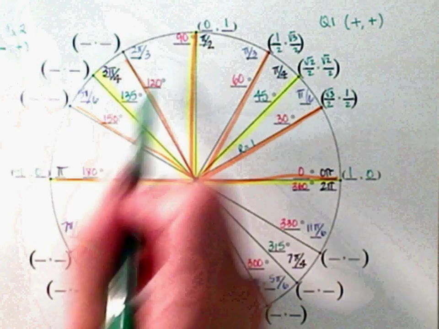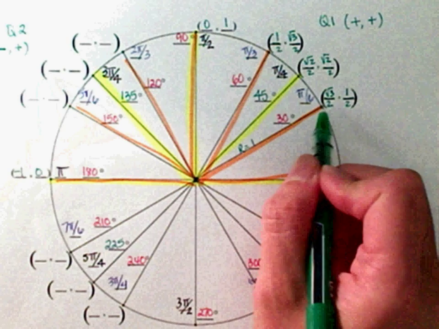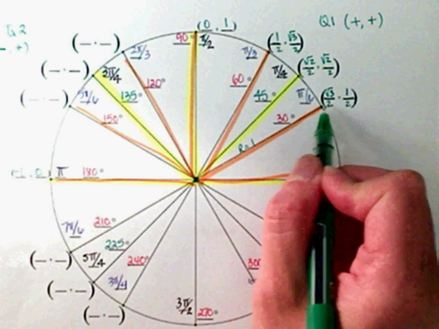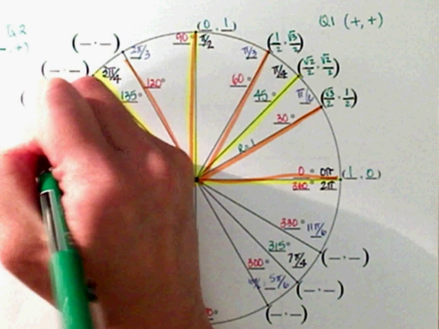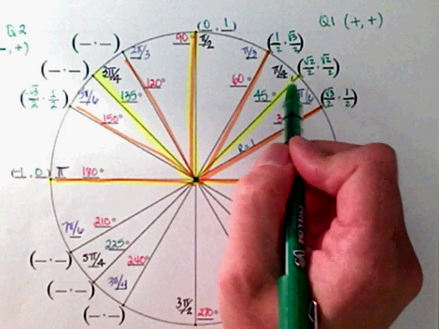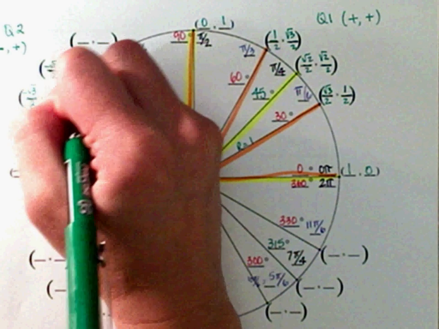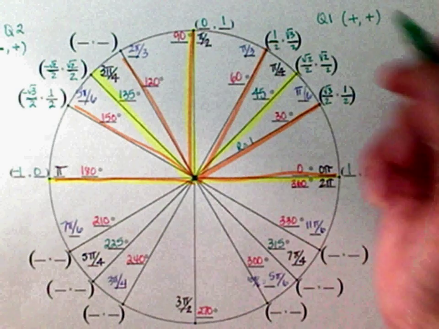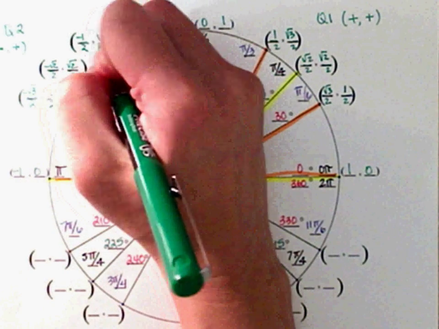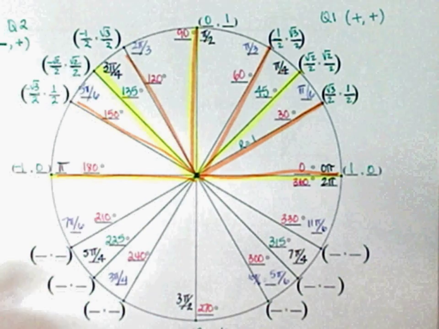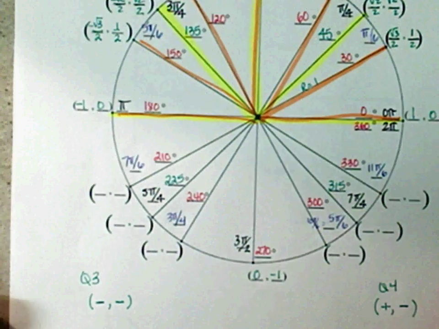Except when you're going to the left, you're going to go negative x, positive y. You see how this one is square root of 3 over 2? I'm going to go over. So this will be negative square root of 3 over 2, positive 1 half. Go over this way, negative square root of 2 over 2, positive square root of 2 over 2, okay? This is 1 half. Going to the left, negative 1 half, square root of 3 over 2, just like that, all right?